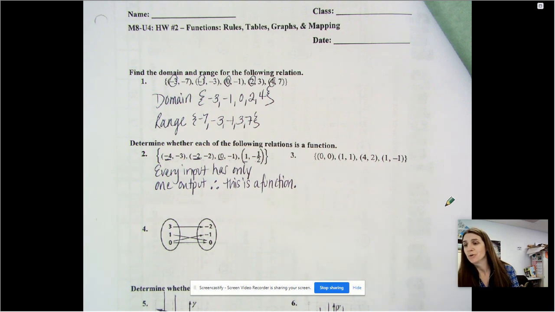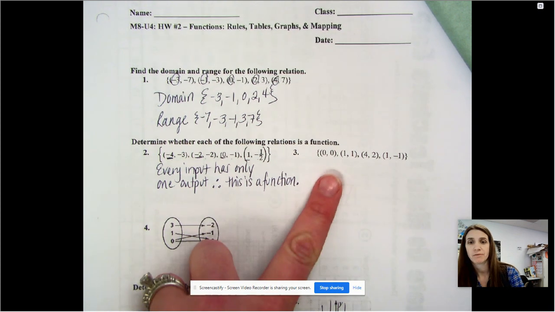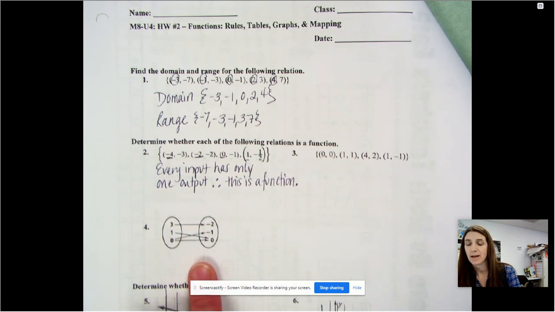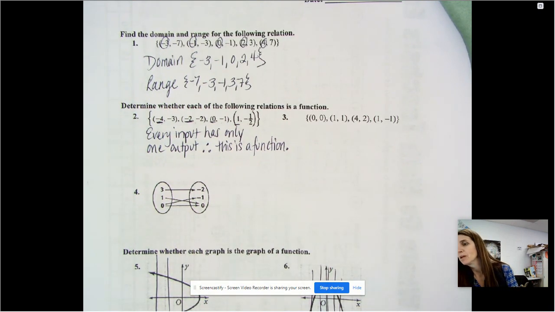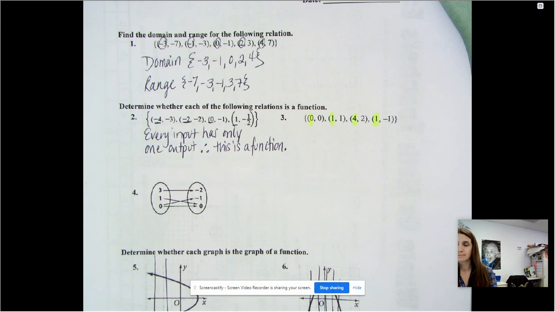Okay, so your job now is to try number 3 and number 4. When you're done, we will go over the answers. Pause the video now, try 3 and 4, and then we'll go over them when you're ready.